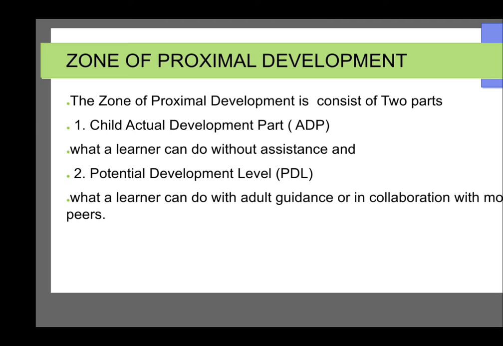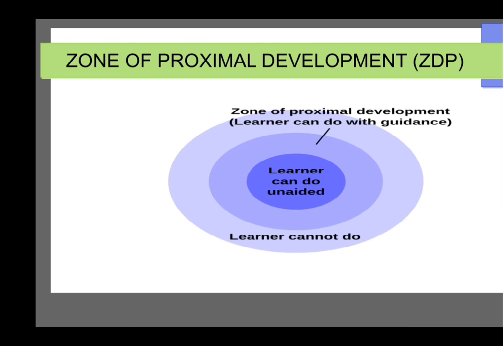The next is potential development level, PDL. In this, what a learner can do with adult guidance or in collaboration with more capable peers. So in this we can see that the children will take help from their teacher or any adult or any of their friends. In the potential development level, the children will take help from others like teacher, parents or friends, and in the actual development part the learner will do it by themselves. They will not take the help of anyone.